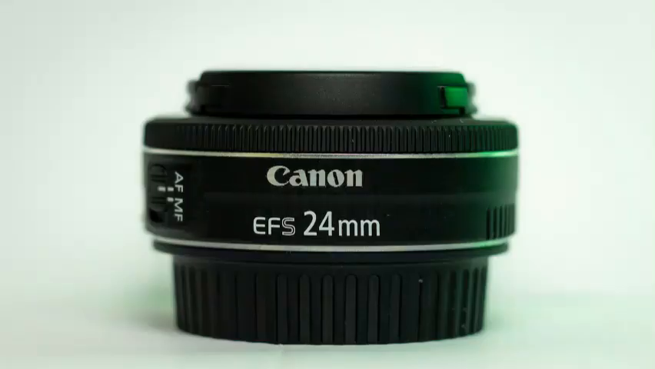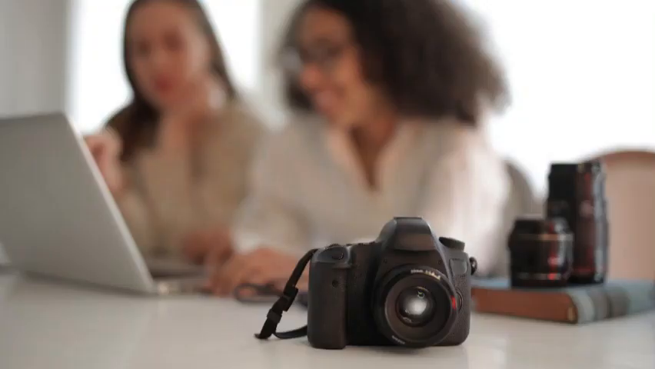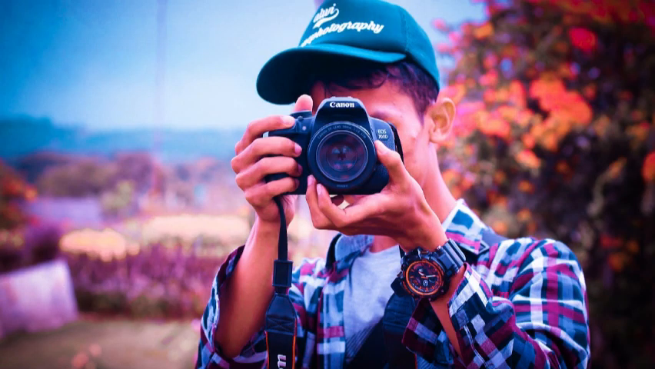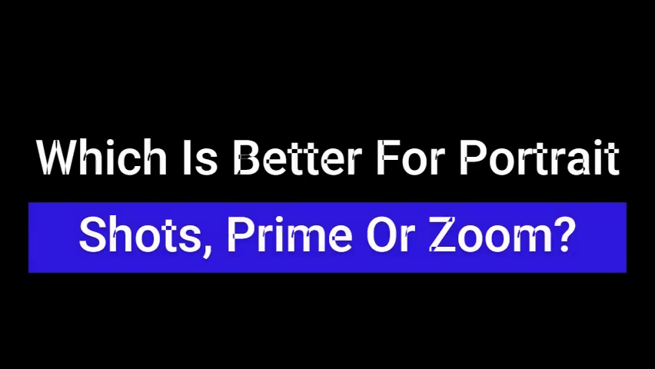24mm lens. To be really honest, using 24mm lenses for portrait photography is not that prevalent. The fundamental justification for this is that the subject is so close up that it defines whatever insecurities a person might have. Additionally, the 24mm camera lens exaggerates facial features, resulting in an unnecessarily large nose and small eyes and lips. Which is better for portrait shots, prime or zoom?